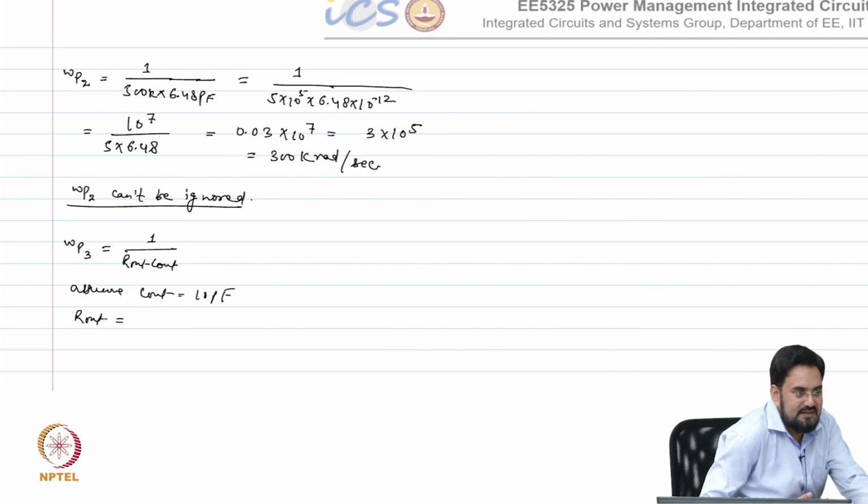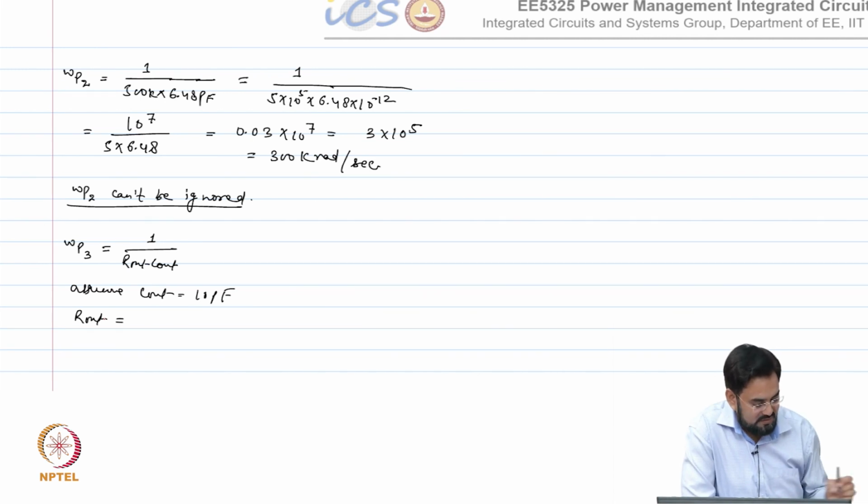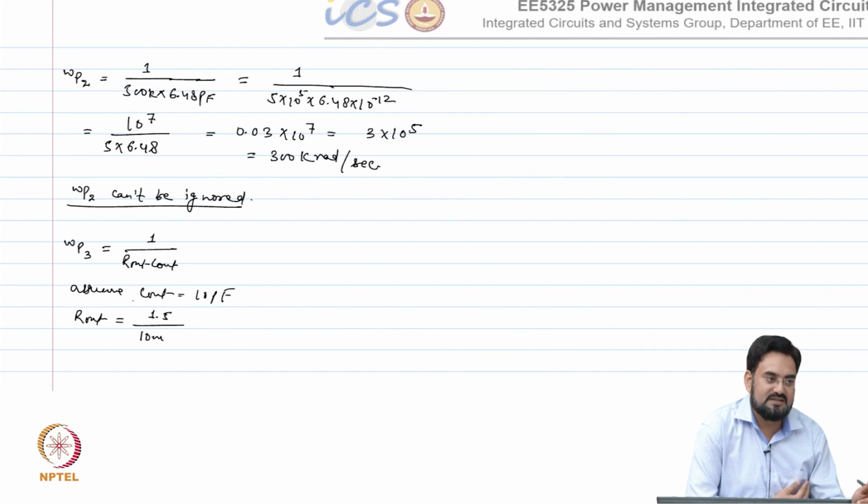Because the current is very high, R out will be mostly determined by your load current of 10 milli, and if your output is 1.5 volt, then 1.5 divided by 10 milli will be your R out. Practically, is RDS not neglected? No, at this high current, this will be mostly determined by this. When you have a low current, then RDS will start coming into the picture.